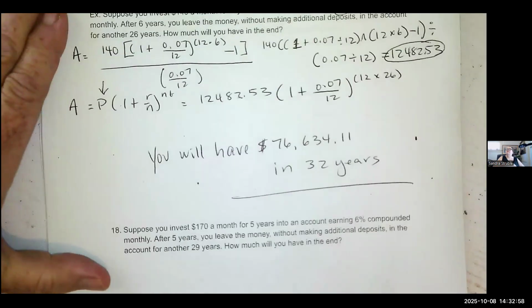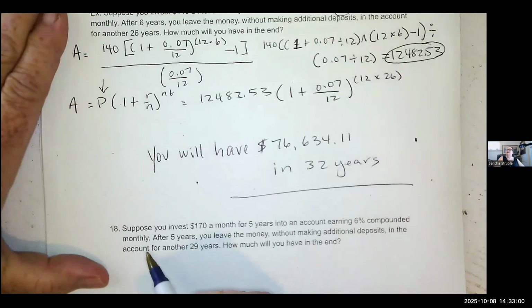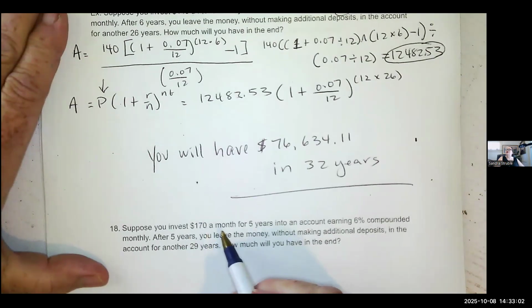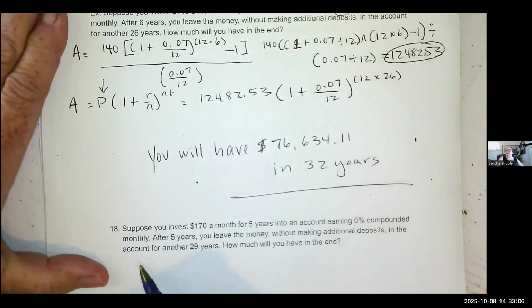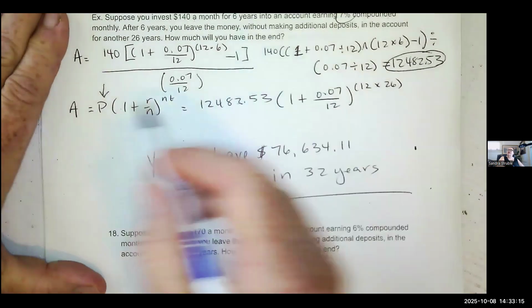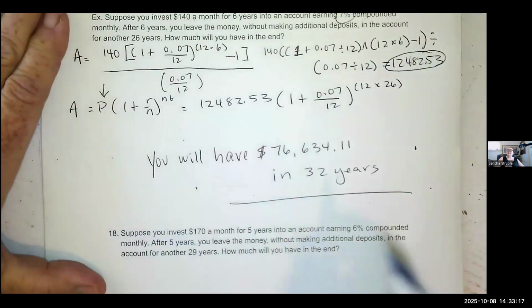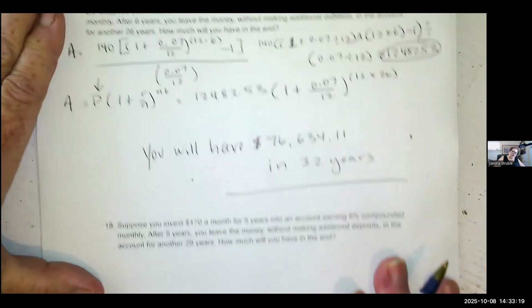Okay. Pause the video, attempt this next one yourself. Suppose you invest $170 a month for 5 years into an account earning 6% compounded monthly. After 5 years, you leave the money without making additional deposits in the account for another 29 years. How much will you have in the end? Do your annuity, then do your compound interest. Okay, pause the video and then come back.